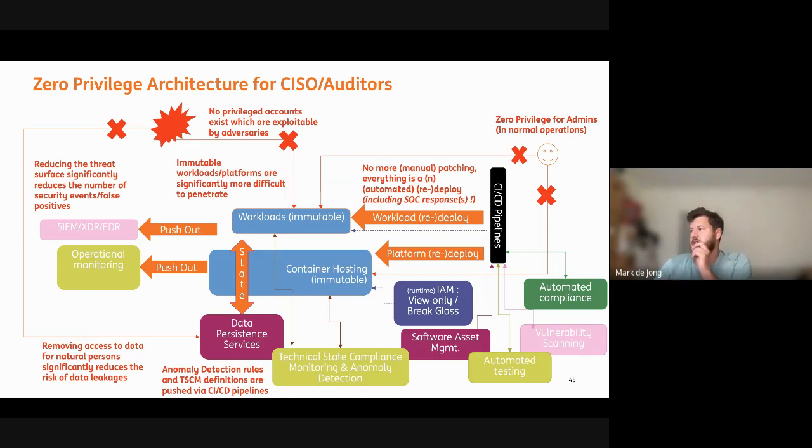And a really important distinction that I might not have mentioned in the previous showing of this overview is that also for SIEM, XDR, and for operational monitoring, everything goes back via the CI/CD pipeline. So that's the only way in. So you have full control over your CI/CD pipeline. And that's the only way to actually do something.